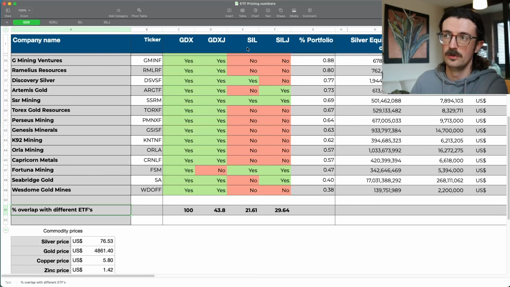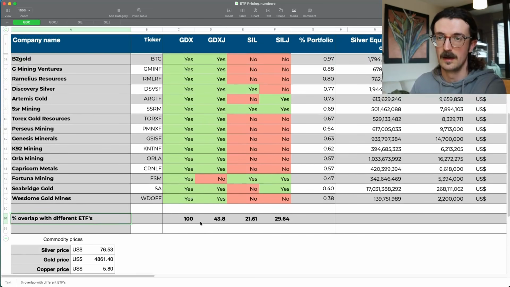21.6% is also in the SIL, and 29.6% is also in the SILJ. If you are looking to buy a diversified group of miners and you buy the GDX and the GDXJ, just understand that there is about a 40% overlap between the two, so you are not as diversified as you would think. There is a big overlap between all of these ETFs, and the name doesn't say anything about what is inside of these ETFs.